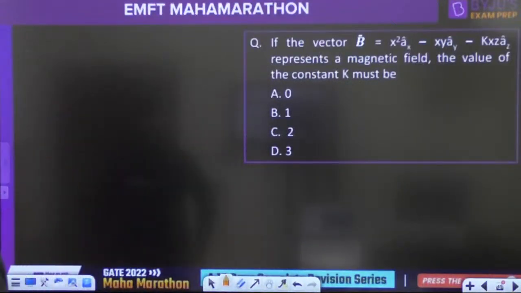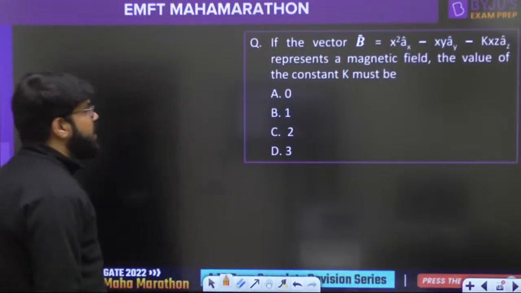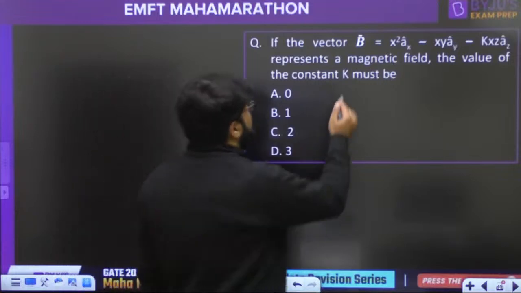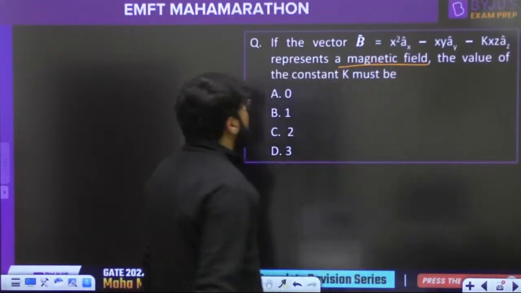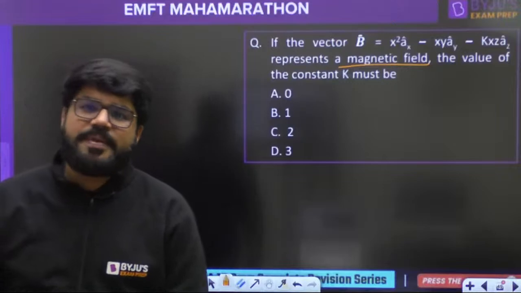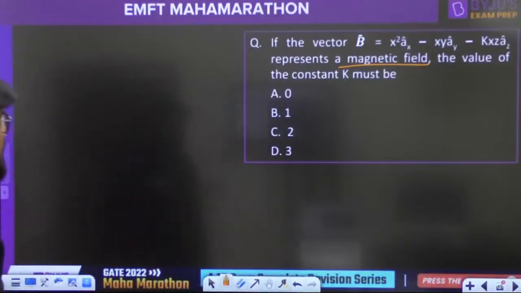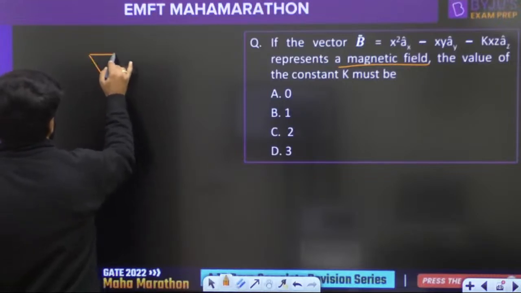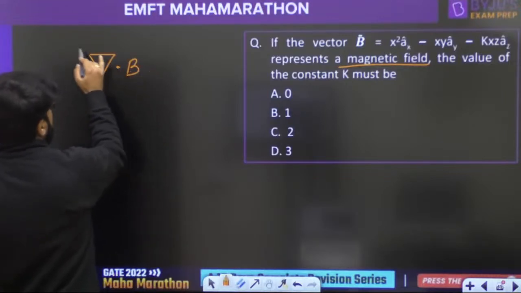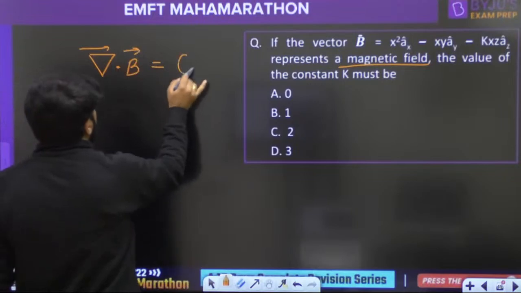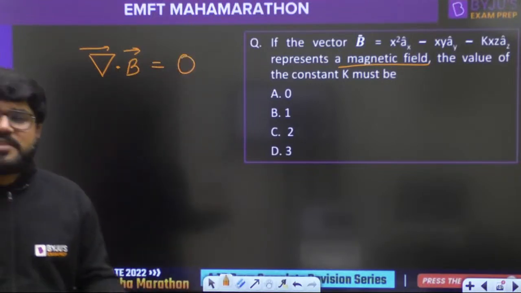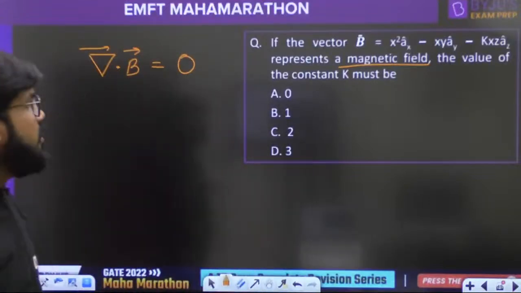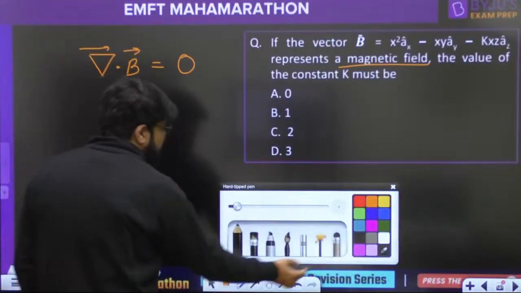If the vector B is given to you, x square ax minus xy ay minus kxz az, which represents a magnetic field vector, that is the magnetic flux density vector, what is the value of the constant k? So this is based on the final Maxwell's equation we saw. If it is a magnetic field or magnetic flux density vector, it should satisfy del dot B equal to 0. Divergence of B, okay, once again simple because it is in the Cartesian coordinate.